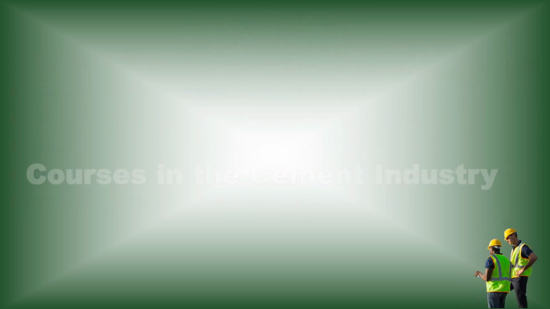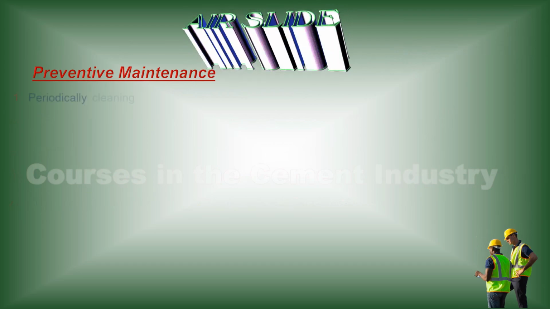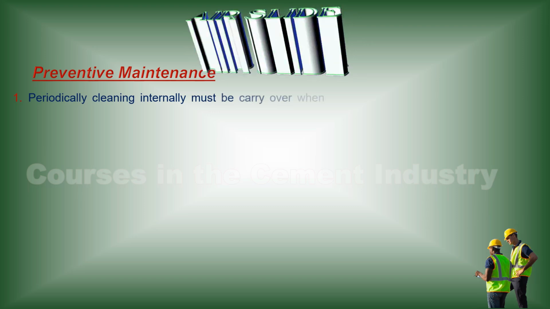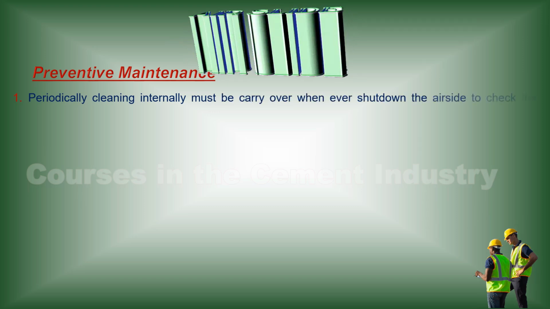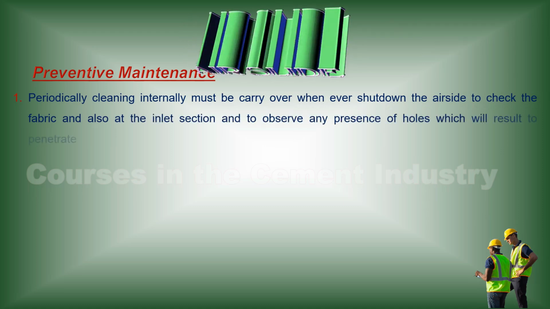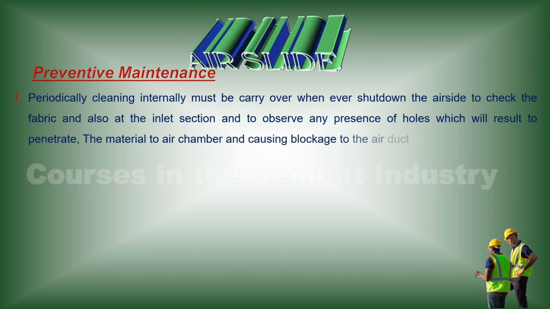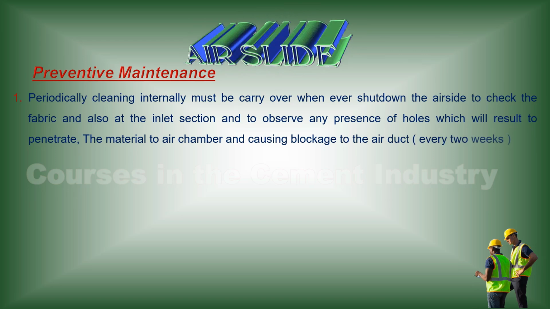Preventive maintenance for air slide. 1. Periodically, cleaning internally must be carried out, whenever the air slide is shut down, to check the fabric and also the inlet section, and to observe any presence of holes, which will result in material penetrating the air chamber and causing blockage to the air duct, every 2 weeks.